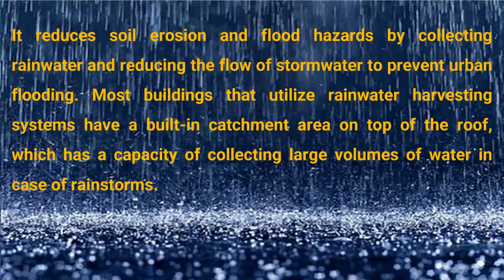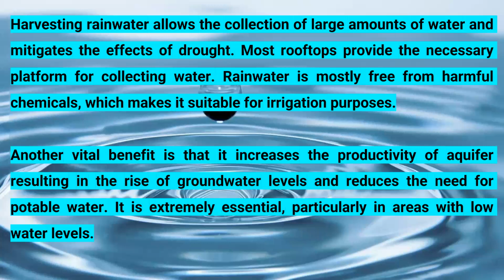It reduces soil erosion and flood hazards by collecting rainwater and reducing the flow of storm water to prevent urban flooding. See, as I was telling you just now, it saves you from a lot of hazards. Most buildings that utilize rainwater harvesting systems have a built-in catchment area on top of the roof, which has a capacity of collecting large volumes of water in case of rainstorm.